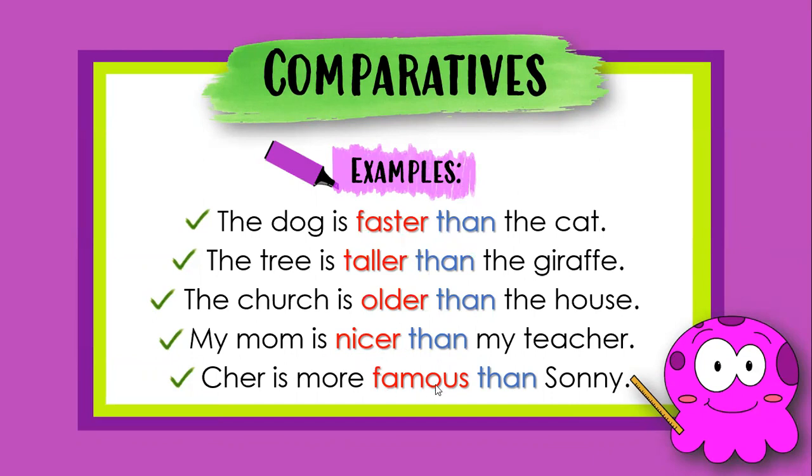And Cher is more famous than Sunny. Famous, in this case, we're going to use the word more. We're not saying famouser. Okay, we're using the word more, famous, to describe Cher. Look at this word after every single adjective and its comparative form. We're always going to use than something else. We're comparing two things. And remember, this is THAN because THEN means something different.